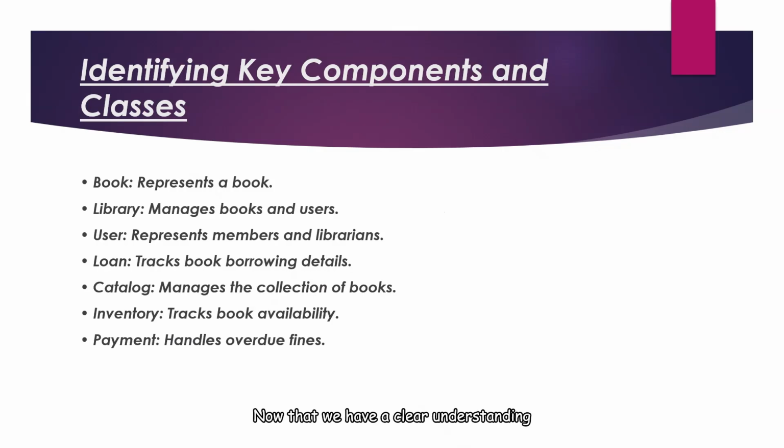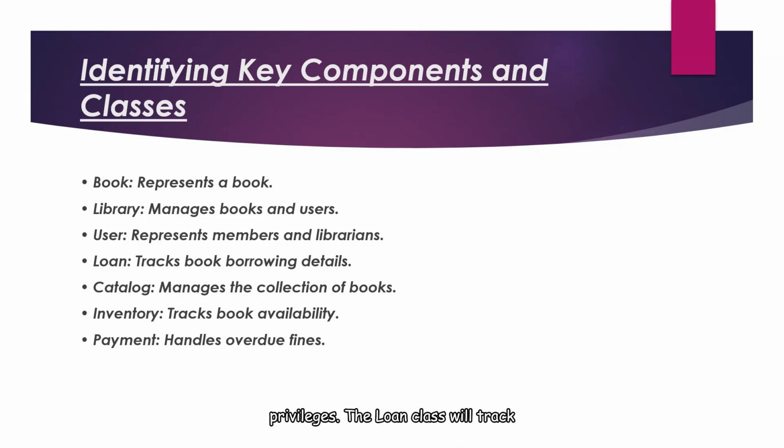Now that we have a clear understanding of the requirements, let's translate them into key components and classes. First, we have the book class, which represents individual books with attributes like title, author, and ISBN. The library class will serve as the central manager, coordinating users, inventory, and transactions. We also need a user class with types like student or staff, each with different borrowing privileges.